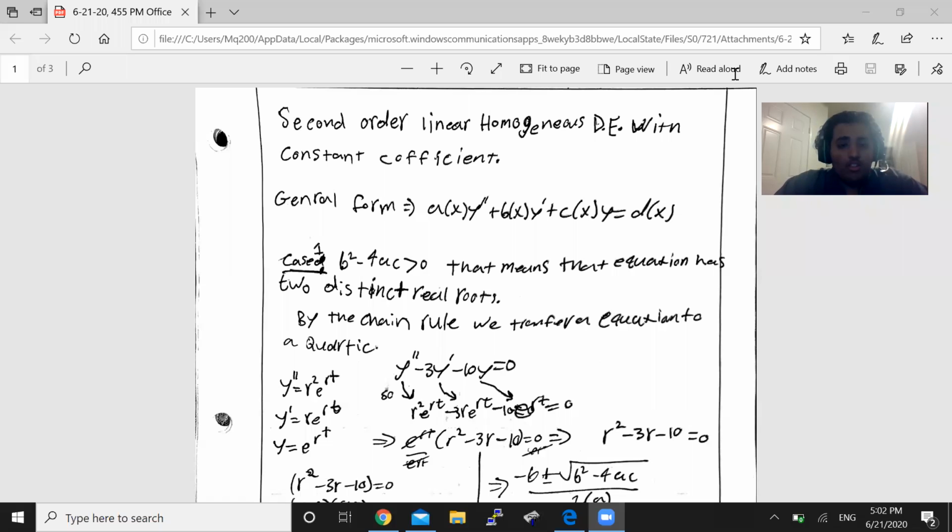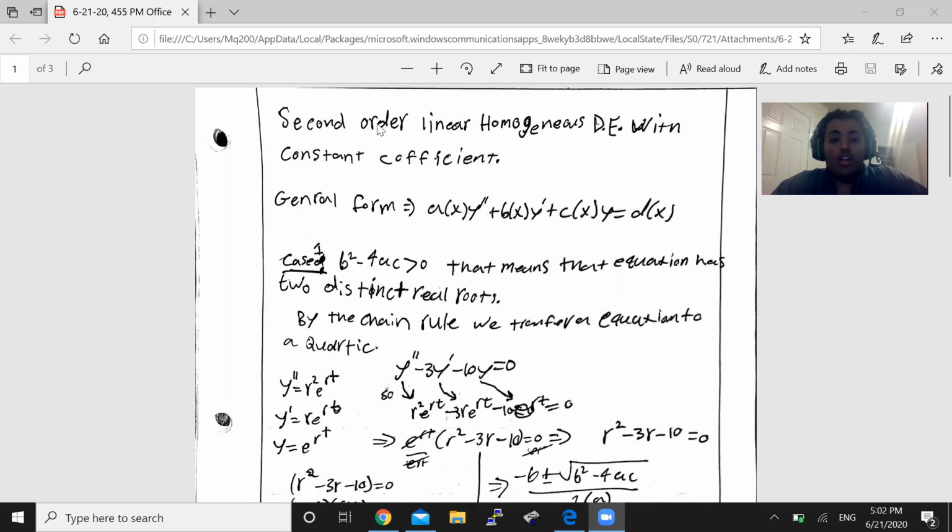Hello, everybody. Today we're going to solve a second order linear homogeneous differential equation with constant coefficients. So let's define each term and look at what it looks like. This is the general form of what I'm talking about.